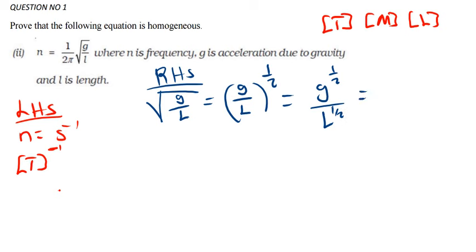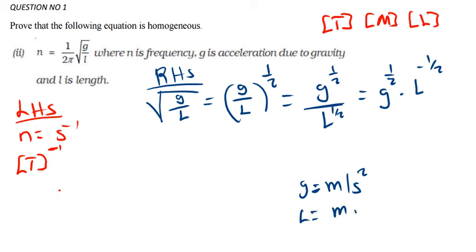Again, if I have 1 over x, that is the same as x to the power negative 1. If I have 1 over x squared, that is the same as x to the power negative 2. So now here I'm trying to remove the denominator, so it can be written as g to the power half times l to the power negative half. Okay, now after doing this, I know that g is acceleration due to gravity. The SI unit is meters per second squared. L is length, which is just meters.